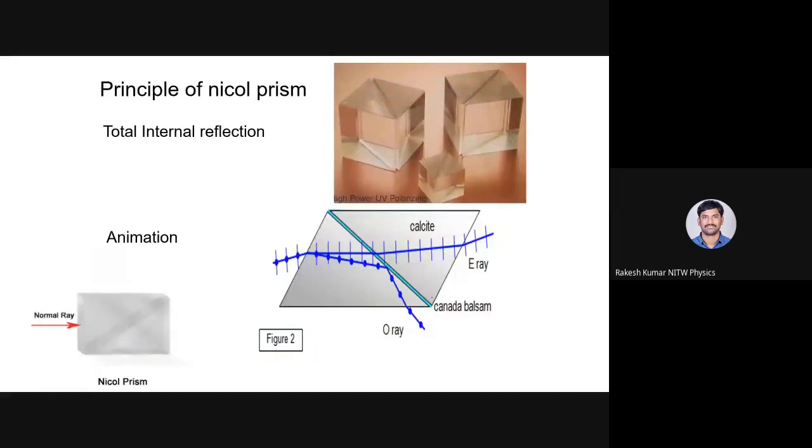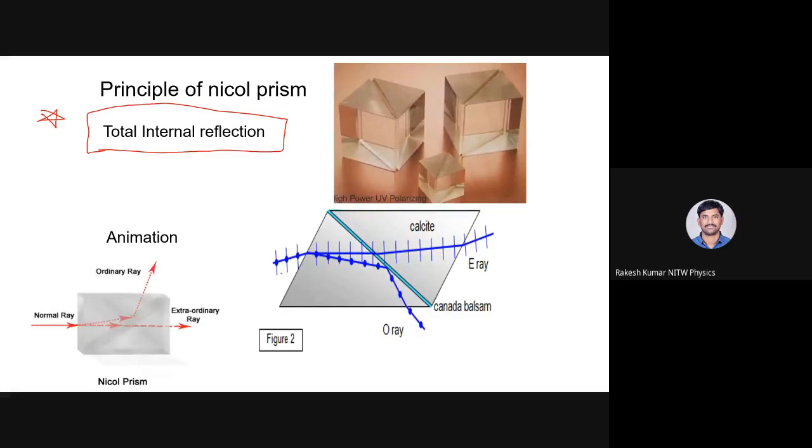So in Nicols prism, please listen carefully. It works on the principle of total internal reflection. Please remember this particular point. A Nicols prism is going to work on the principle of total internal reflection. How it is going to work, we are going to see now.